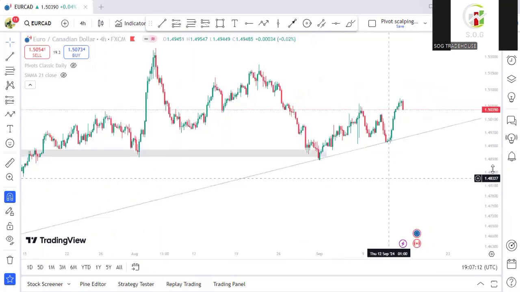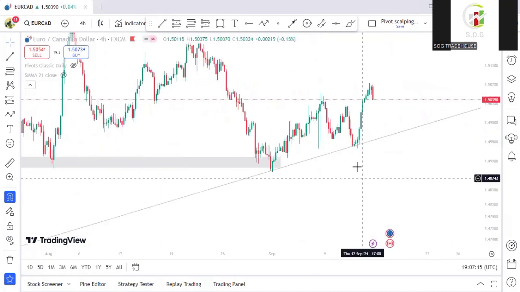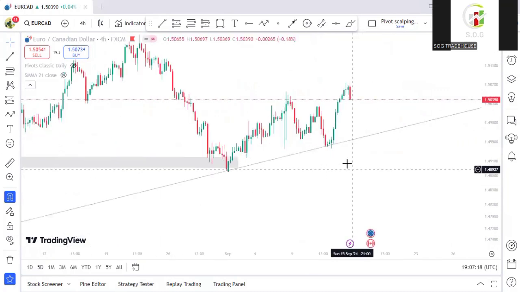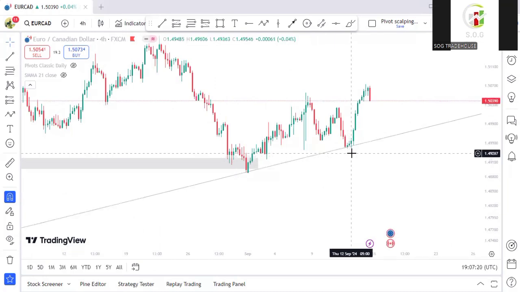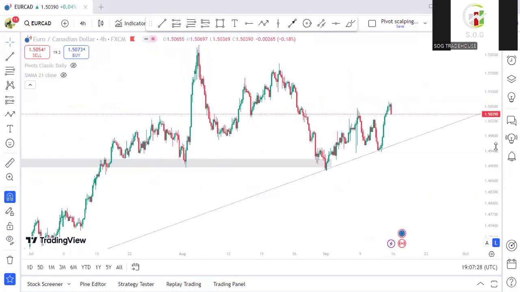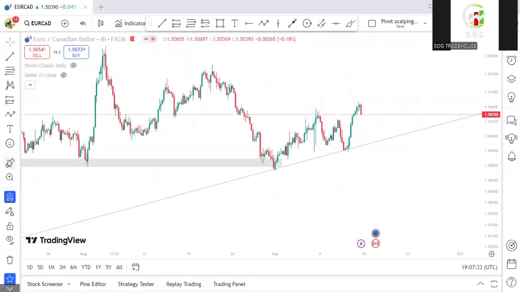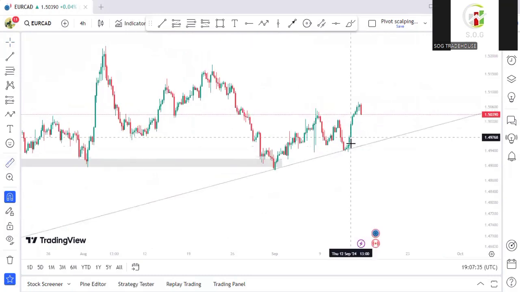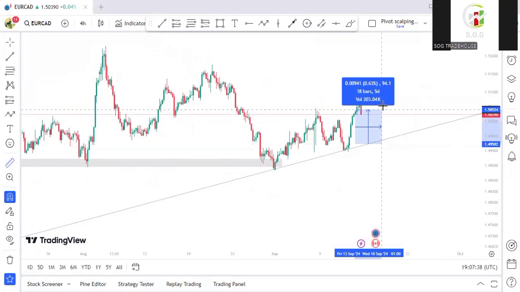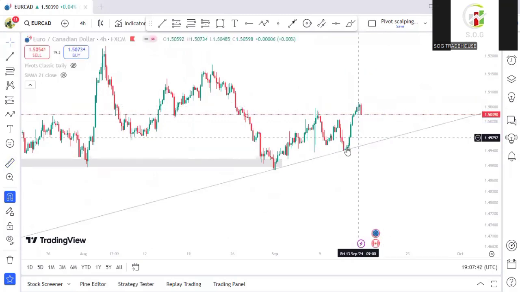So I actually marked out this trend line. I was waiting for this trade, but I missed this trade because the confirmation candle was at 5 o'clock in the morning, and I wasn't on the chart then. So that's why I missed this trade. As you can see from the entry point of this trade, it has moved 112 pips. So we've missed this buy over here.